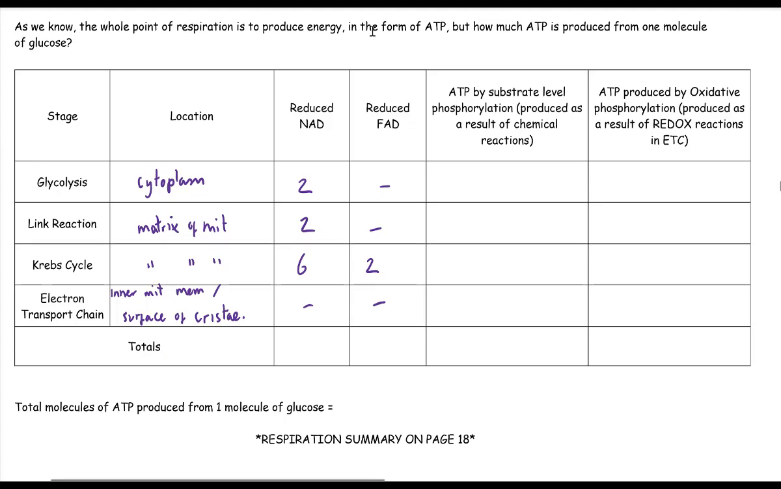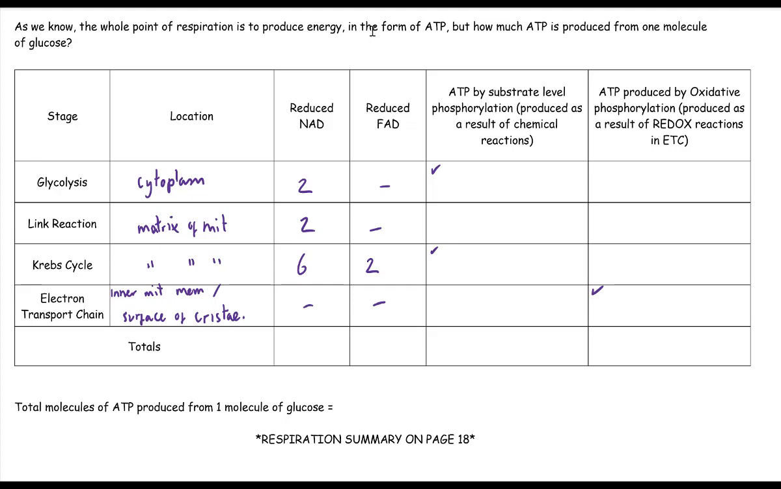Now, after that, and this is what we're after, we want to work out how much ATP was produced. So it can either be produced by substrate level phosphorylation, which was produced as a result of chemical reactions. That only takes place in glycolysis and Krebs. Whereas ATP produced by oxidative phosphorylation, which was basically produced as a result of redox reactions in an electron transport chain. So that only takes place there.